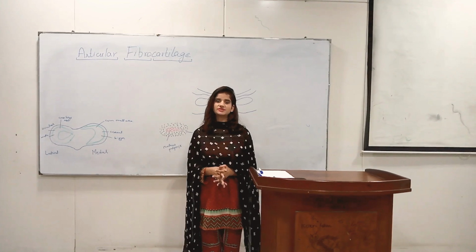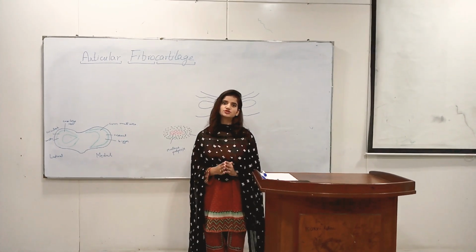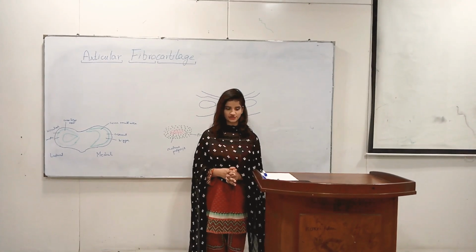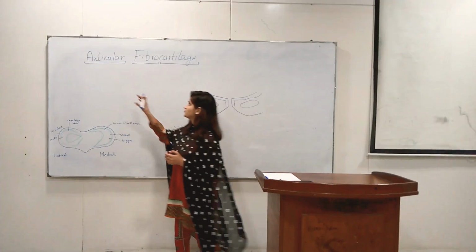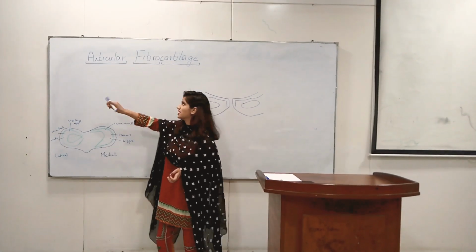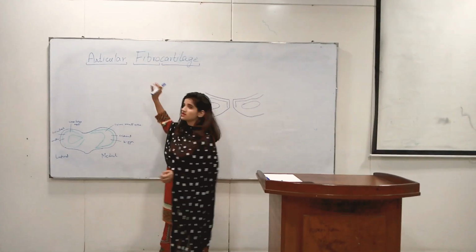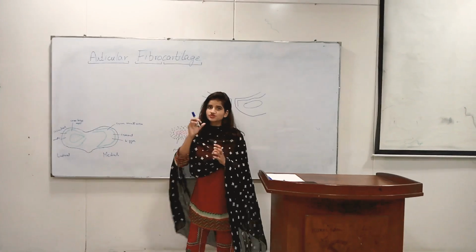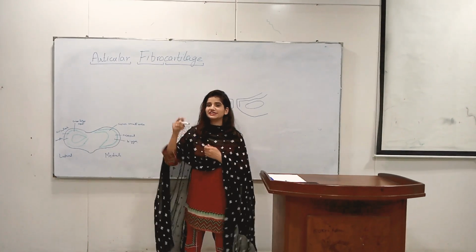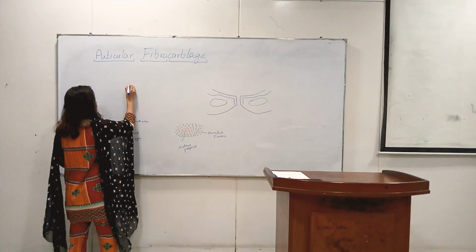In the last lecture, we have studied about articular cartilage, and today we are going to go through articular fibrocartilage. So, articular fibrocartilage, the word is telling its meaning. Articular means joint. Fibro means fibers are present inside, and cartilage, the structure we have studied in detail in the last lecture. I am going to draw it again to re-explain it.